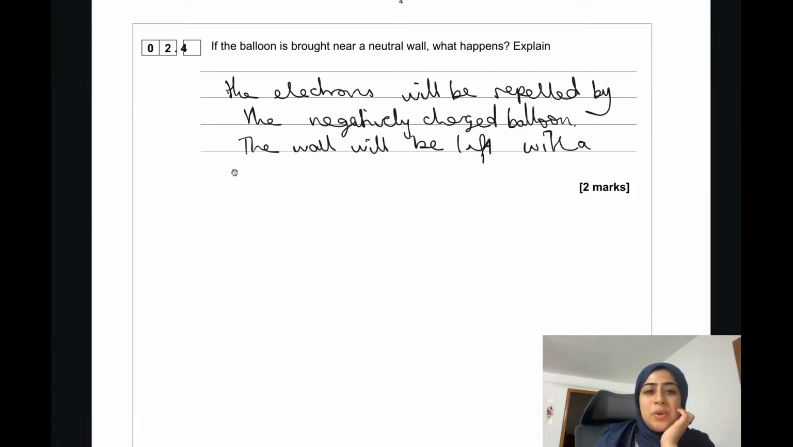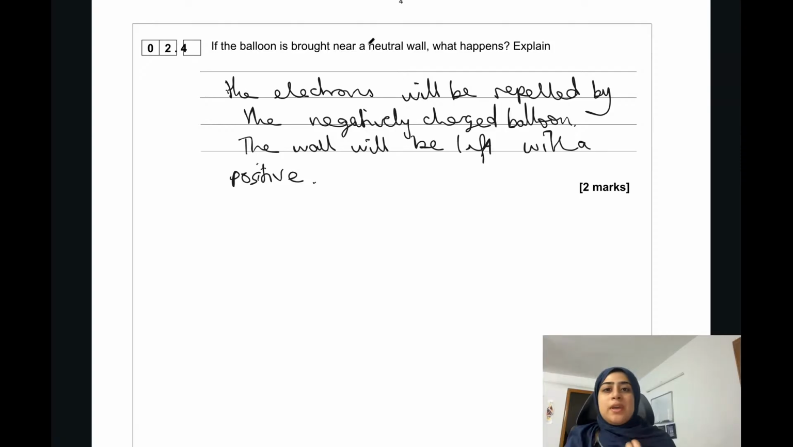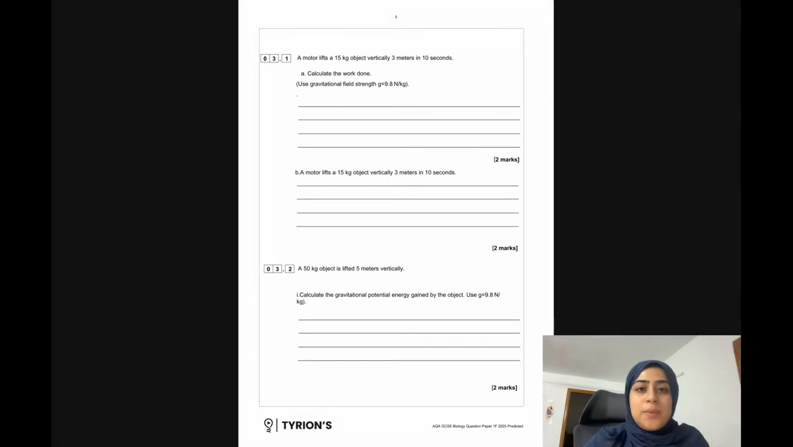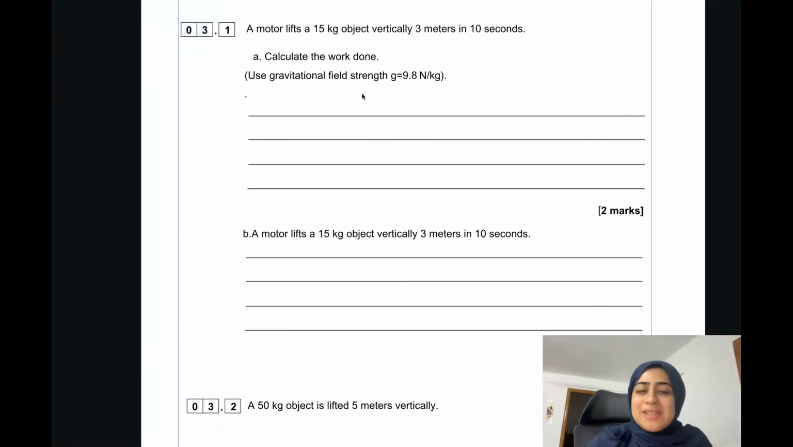So this is all on static electricity, and it's very likely to come up. If you don't get it, I think you still have time to watch a video on it or to go through it in a bit of detail. That would be a really good shout. Okay, a few easier questions now.